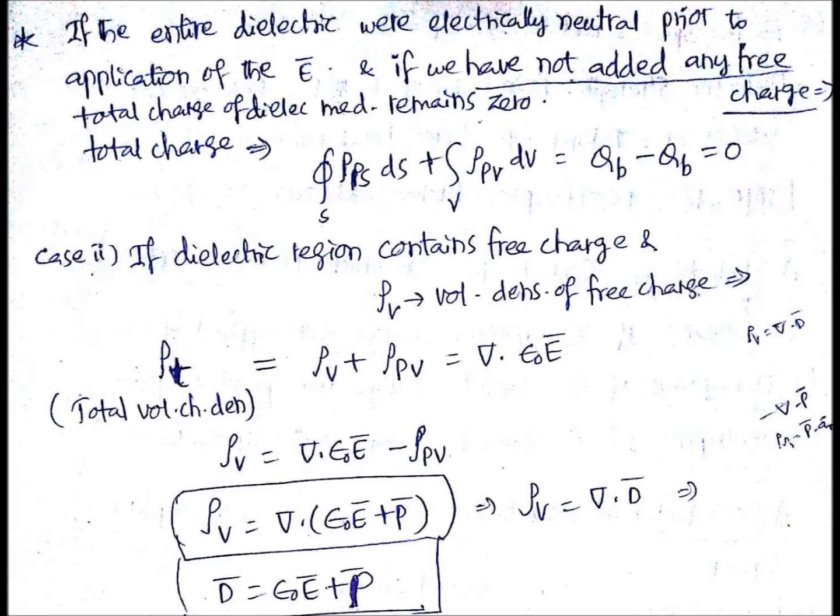It is nothing but epsilon naught E bar plus P bar. When there is no polarization you can directly write d bar equals epsilon naught E bar, but when polarization is there and it contains some free charge rho v, then you will get this expression for d bar. That is important, right? Thank you.